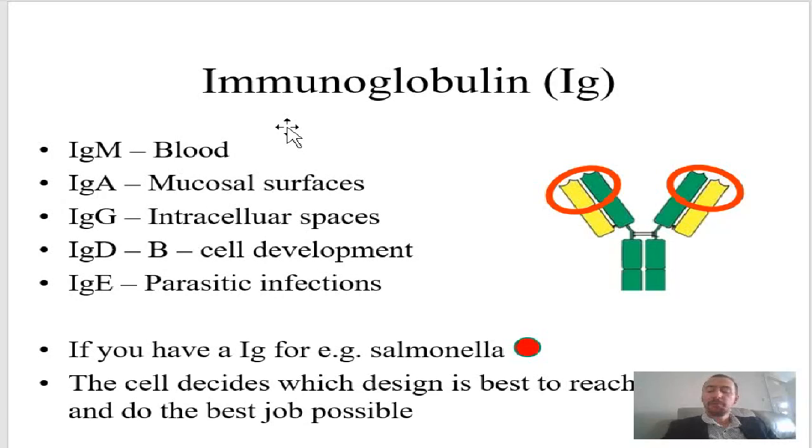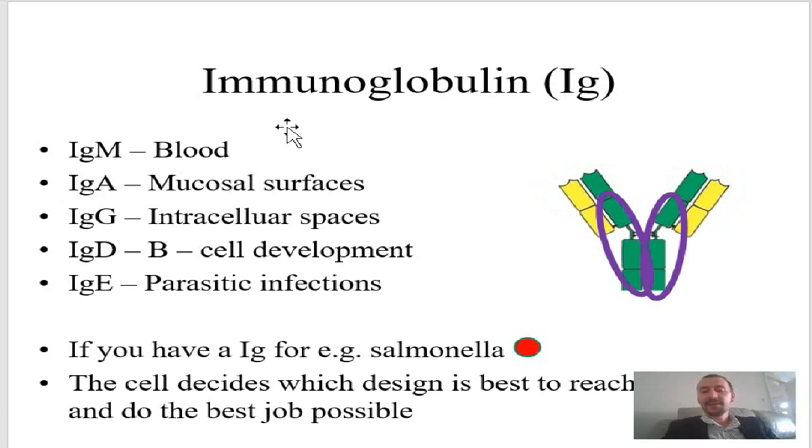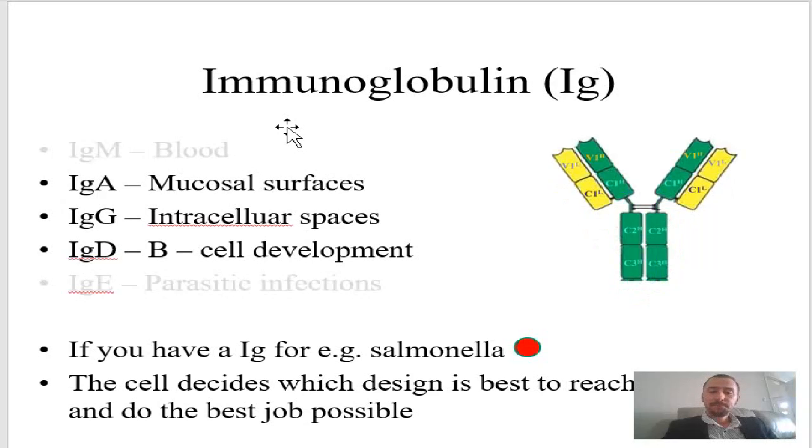And at that point, it will decide that it will have a constant region that is associated with an IgA. Okay. So when the B cells decide which immunoglobulin type they're going to select, it will be based on where the infection takes place, or certainly influenced by where the infection takes place.